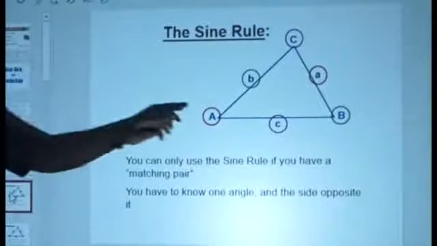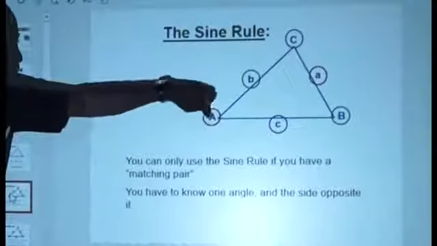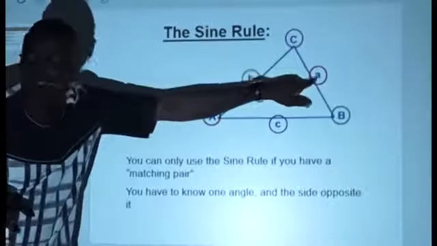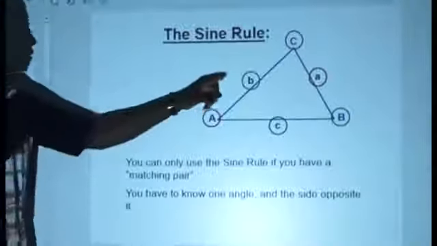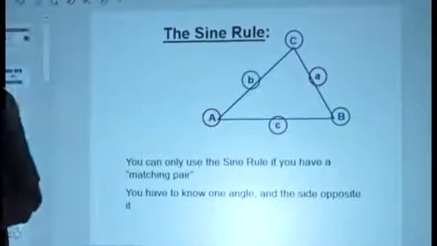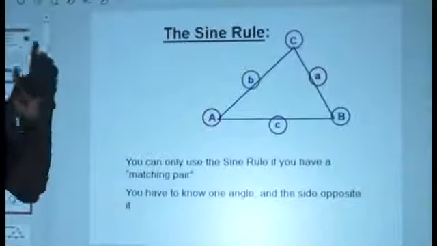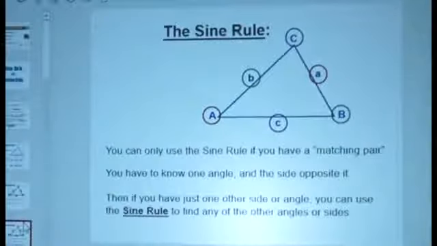So if you are using this one, you must know the angle A, and the side a is known. It means that if any other side is known and the angle is not known, you can find the angle. Or if two angles are known and one opposite side is known, you can use that one to find the other side. So let's go to some samples.